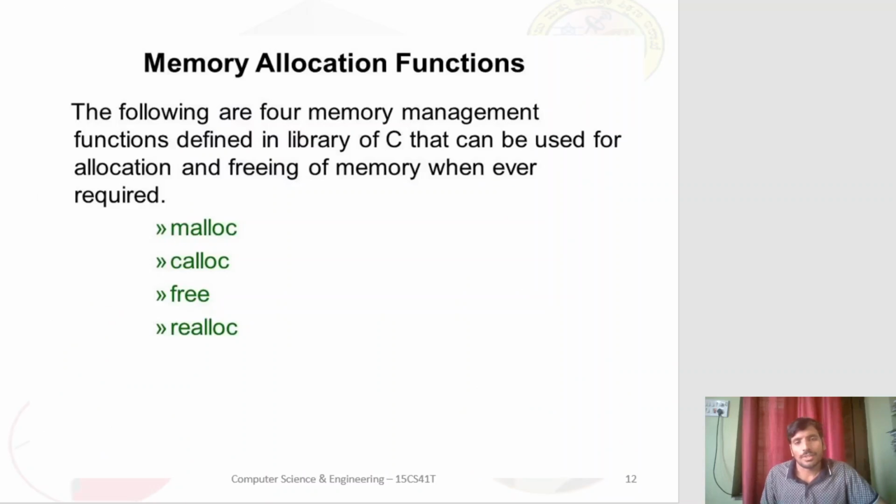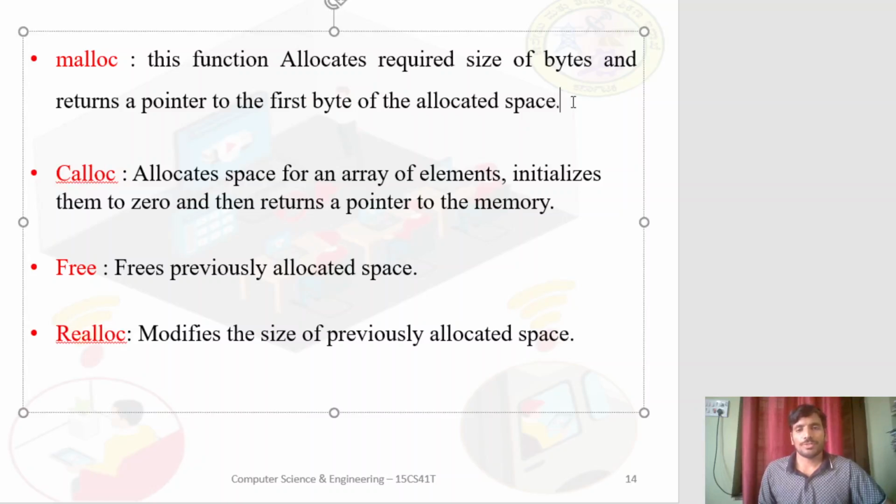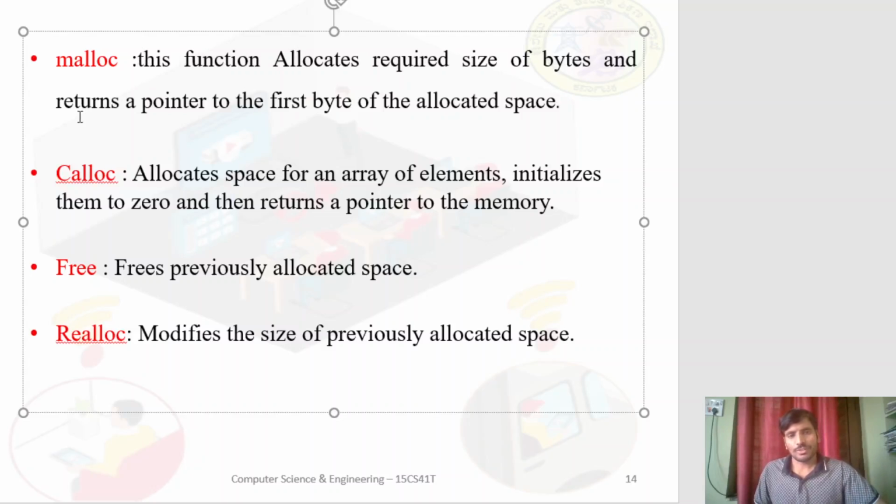Now let us discuss one by one what is the work of each function. Coming to the first function, that is malloc. This function allocates required size of bytes and returns a pointer to the first byte of the allocated space. Whatever size the user specifies, that size of bytes is allocated, and the pointer will point to the first byte of the allocated space. If we need to allocate a single block of memory, we use this malloc function.